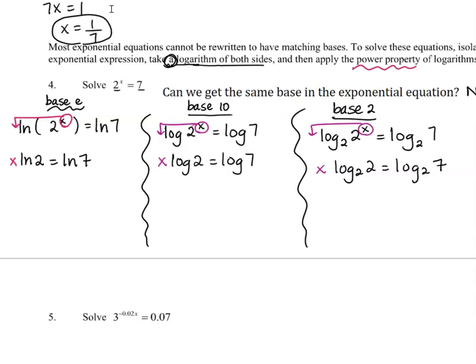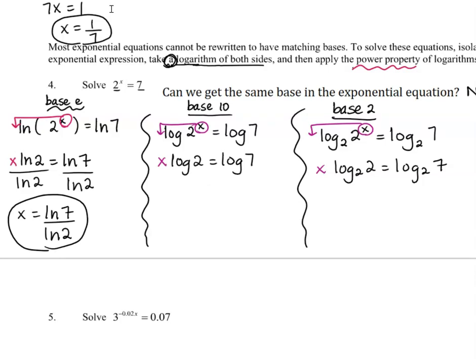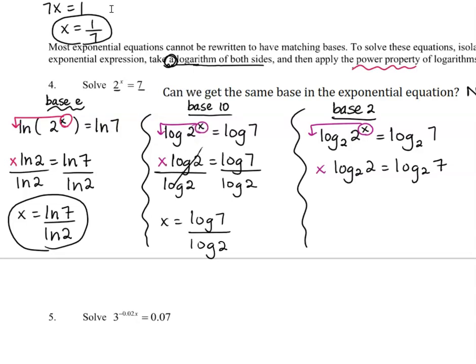Now, to continue solving for x, in the first case we would need to come in and divide both sides of the equation by natural log 2 to give us that x is equal to natural log of 7 divided by natural log of 2. In the second case, we would need to come in and divide both sides of this equation by log 2, which would give us that x is equal to log 7 over log 2.